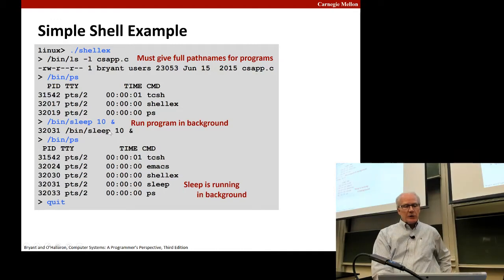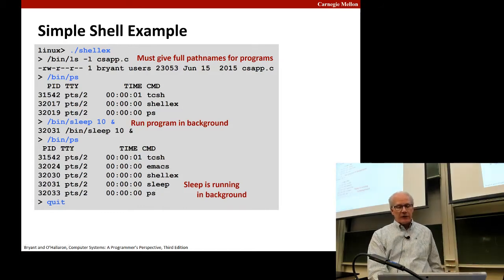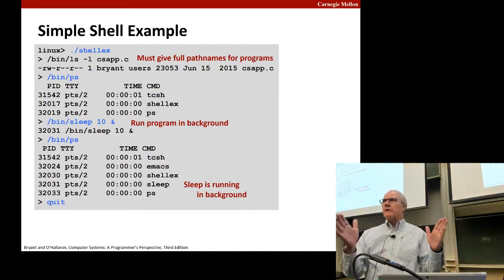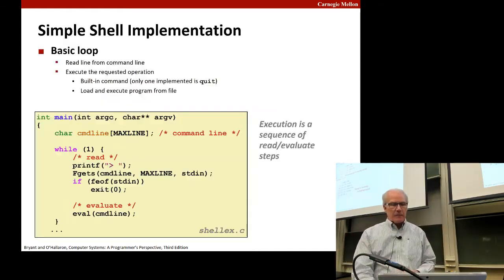And it handles a little bit of job control, for example, running some jobs in the background and others in the foreground. So I can tell it to sleep for 10 seconds in the background, and then within 10 seconds, tell me the processes running, and you'll see that it will list sleep as one of the currently active processes. The only built-in command it understands is quit. Otherwise, it treats everything you type as the name of a file and some arguments that you're passing to it.